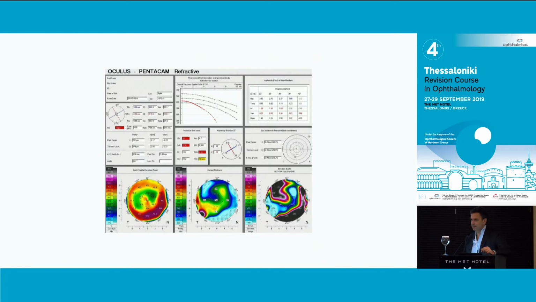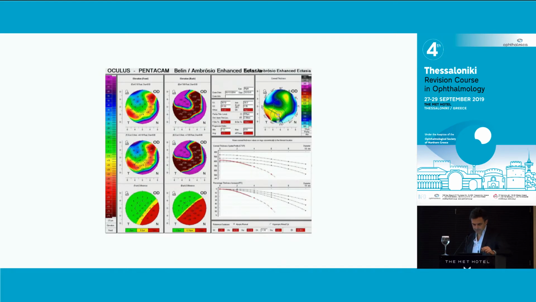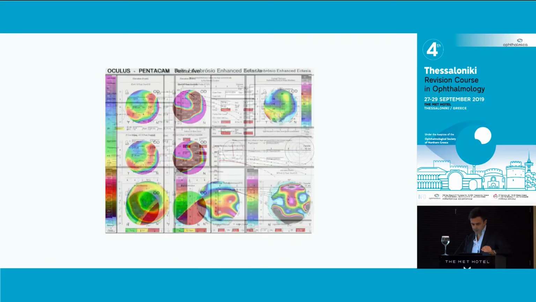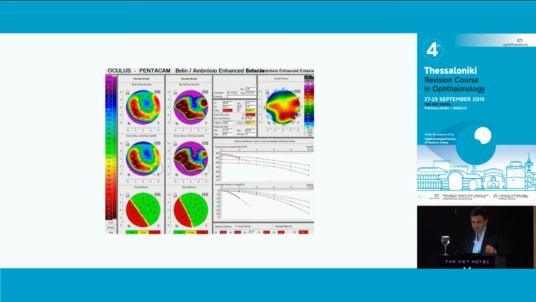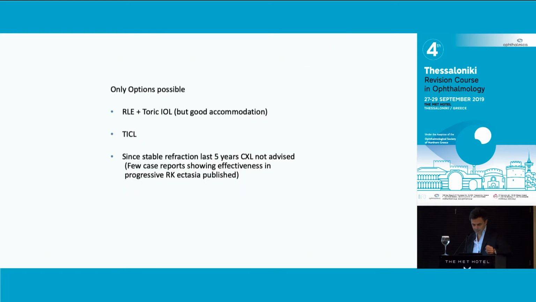The pentagram is all over the place after RK, but he had a very good prescription history. This is right and left eye. You can't make much out of the pentagram at all. The only options possible were the RLE and toric, but I can't guarantee good vision because the astigmatism is relatively irregular on the cornea, whilst this refractive astigmatism was completely stable, proven by prescription.